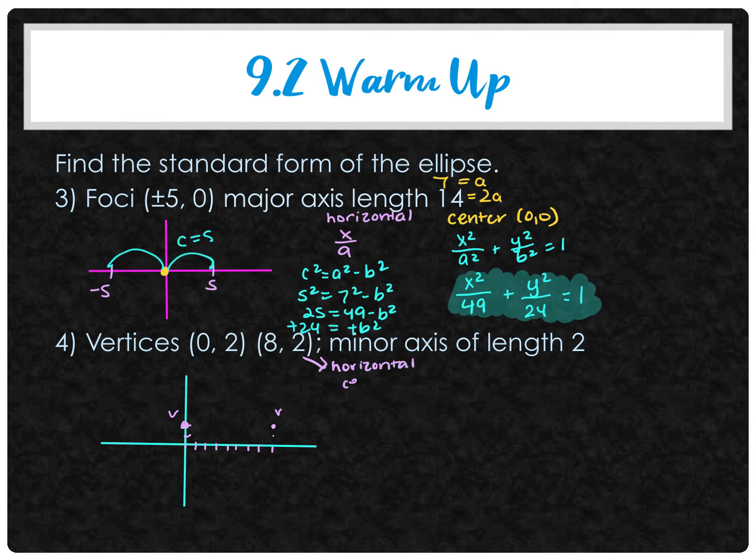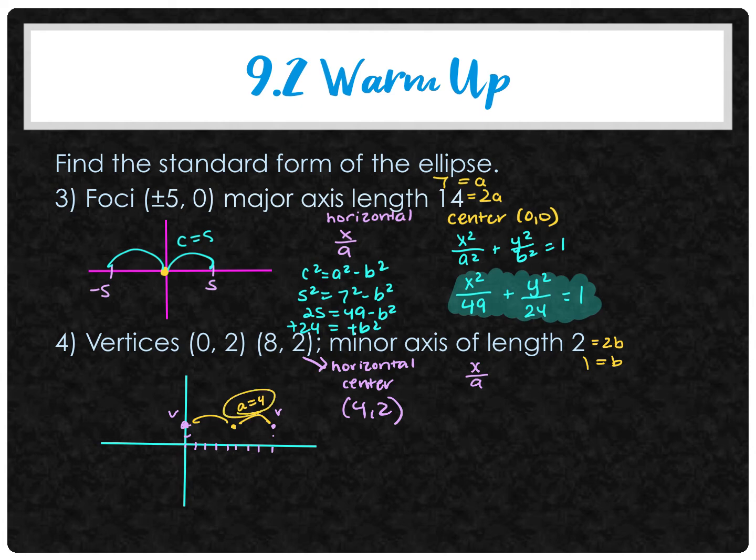And this time, my center's not at 0, 0 anymore. It's halfway between 0 and 8 for the x, and the 2 is the y. So it's 4, 2. Again, if it's not obvious, just find the midpoint. So the x gets the a, and I get an x minus h and a y minus k this time. If the center is at 4, 2, then the distance to the vertex in either direction would be 4. That's my A. And the minor axis of length 2 means that 2b equals 2 and b equals 1.